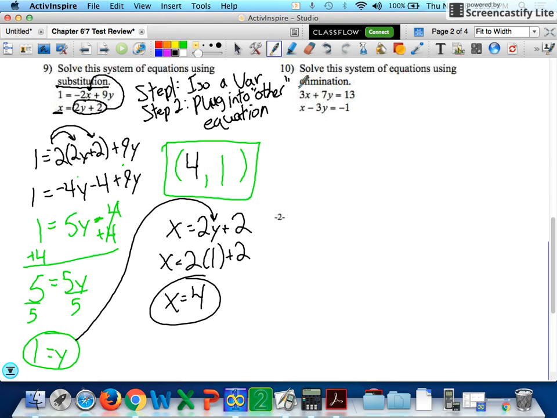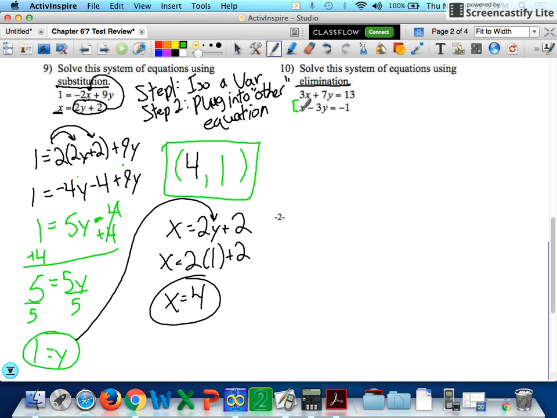On to number 10, again, they told us what to do. They said, use the elimination method. If you don't, you're not going to get all your credit. You're not going to get most of your credit, okay? I look at these 2 variables, my x's and my y's, and I decide which one I'm going to eliminate. Well, 3 doesn't go into 7, so I'm hoping I don't have to use that one. But this would be a 1 here in front, and 1 does go into 3.